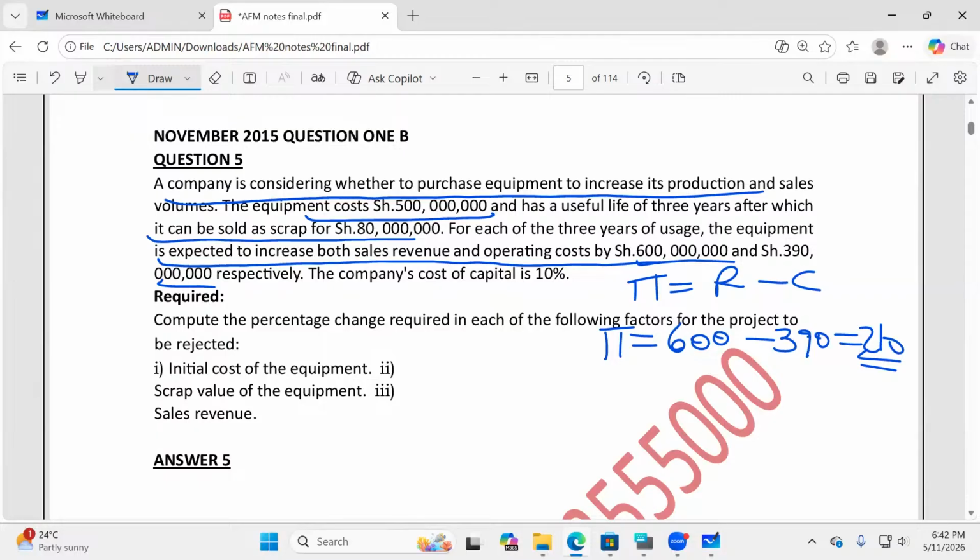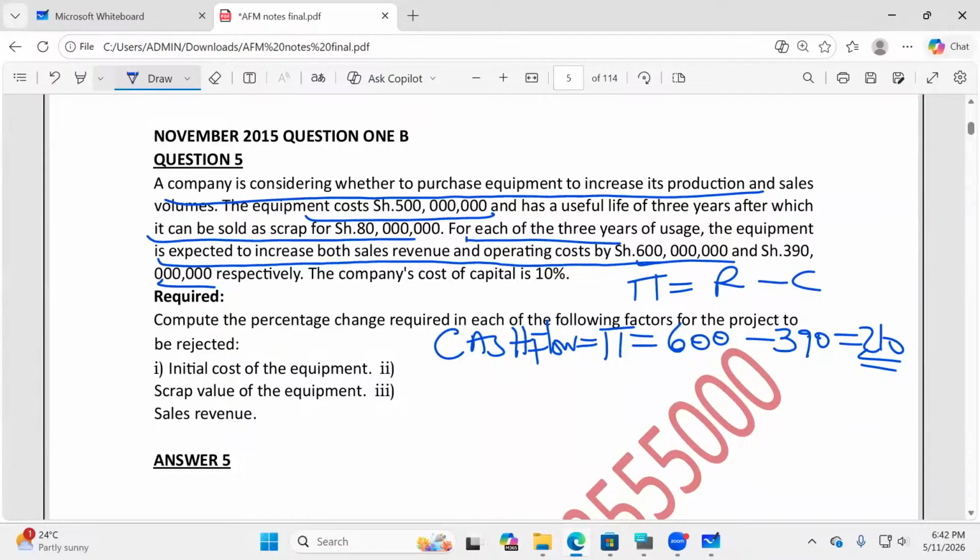Now remember, this question does not have any tax, so no depreciation. So automatically this will be my cash flow. This will be my cash flow. And are you able to see that this cash flow will be uniform? Yeah, because they have said here annual. They have said here increase sales revenue and operating cost by that. There's a place they told us for each of the 3 years. So it means that whatever you have there is per annum.